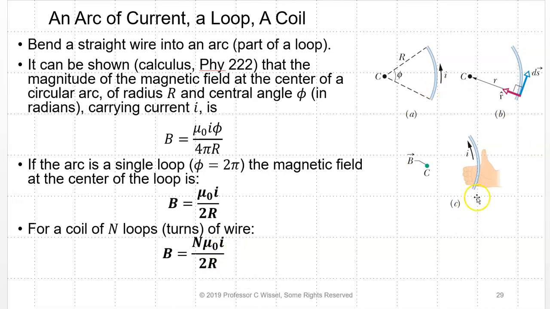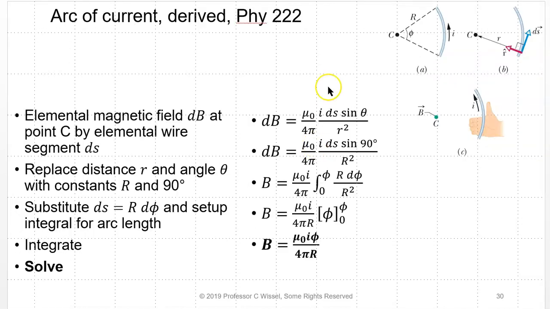Now, the right-hand rule for this: you grab the arc with your thumb pointing in the direction of the current and your fingers as close to the center of the arc as possible. In this case, your fingers are going to be pointing out of the page towards you. So the magnetic field due to this arc is coming at you out of the page.